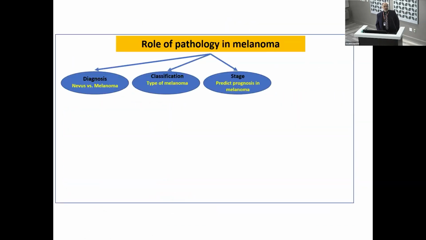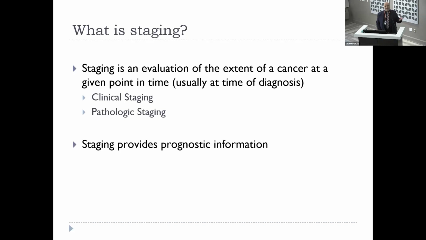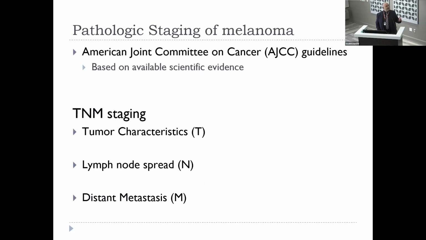The next role is establishing, or helping establish, the stage of the melanoma. So what is staging? It's been discussed before. It's a measure of the extent of cancer at a given point in time, usually at the time of diagnosis. And there are 2 components. There's a clinical staging that's done using the clinical parameters, so you can look at how far the disease has spread. And there's also a pathologic staging where you need to use a microscope to establish the stage. As we've discussed, staging provides prognostic information and affects treatment planning. So it's important to stage the patients correctly.